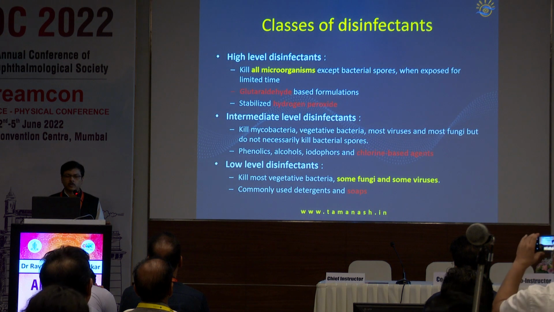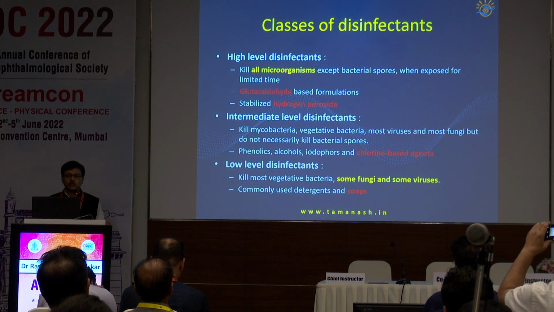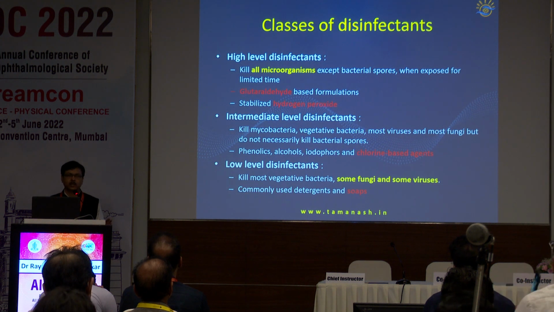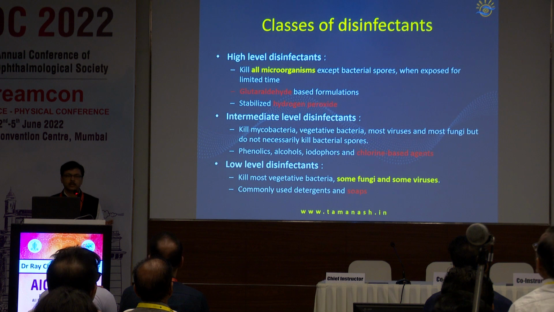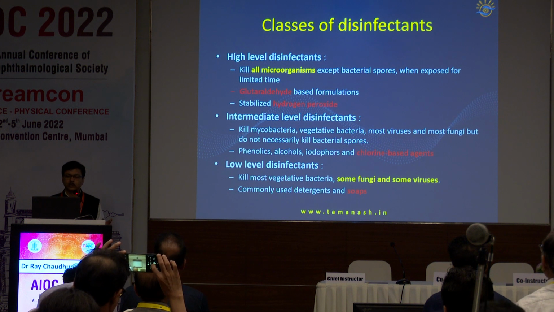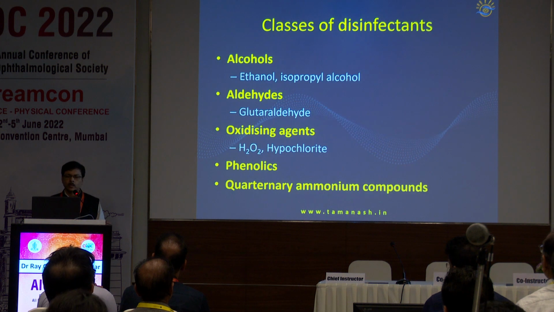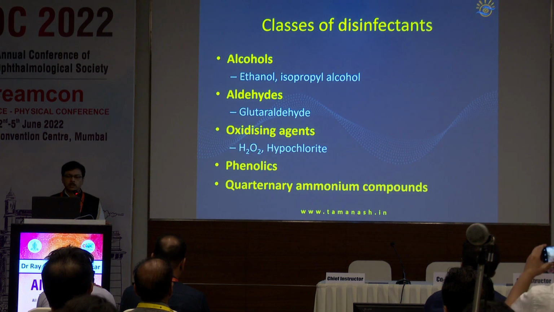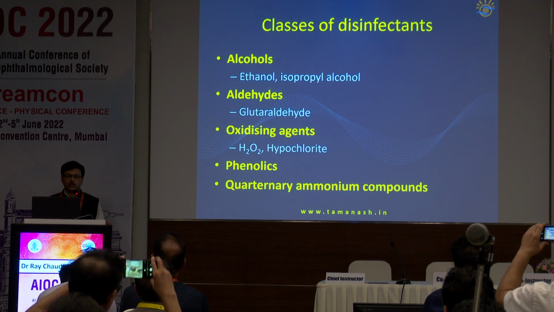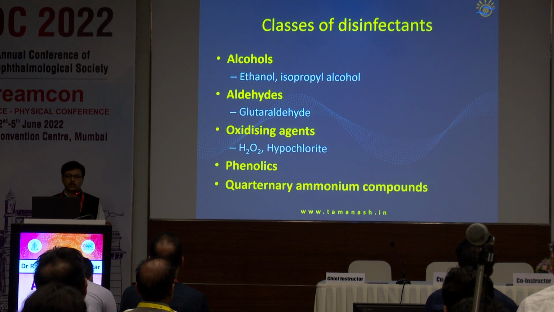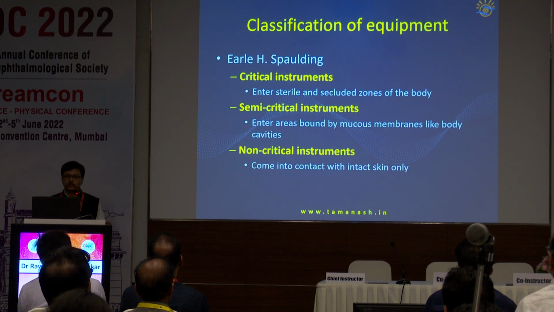So they're grossly divided into 3, and we will be mostly using high-level disinfectants, mostly glutaraldehyde based, which are now on the way out, and some stabilized hydrogen peroxide and quaternary ammonium compounds, which are now in vogue. So chemically they are classified into all these. Out of these, the oxidizing agent H2O2, hydrogen peroxide, and quaternary ammonium compounds and glutaraldehyde, these are the most commonly used disinfectants for OT instruments.